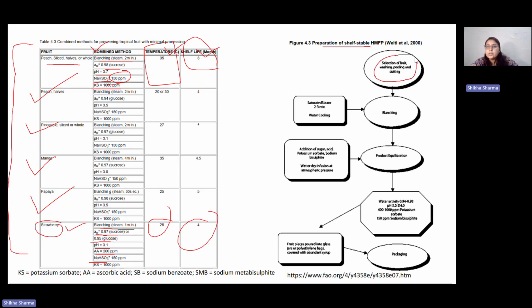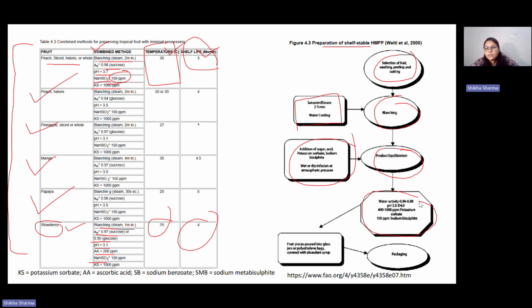So we can select the fruits, wash, peel and cut, and then blanching is done with saturated steam for 2 to 3 minutes, and water cooling is done. And after that, the product equilibration can be done, like the addition of the sugar, acids, potassium sorbate, sodium bisulfites, or sometimes the wet or dry infusion at atmospheric pressure can be done.